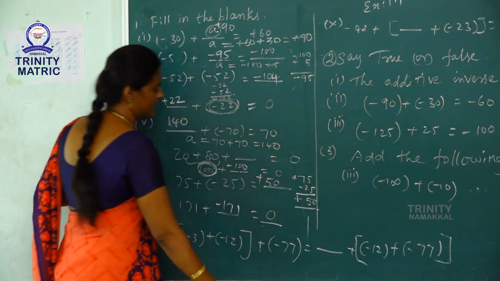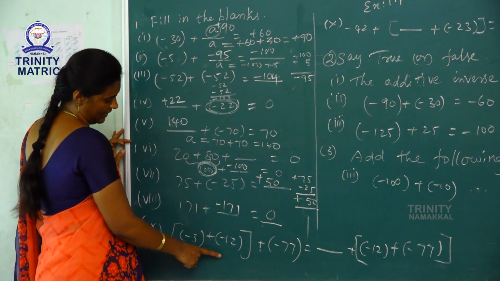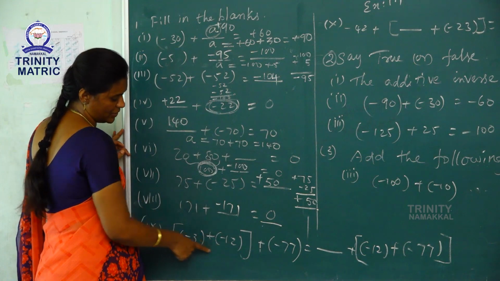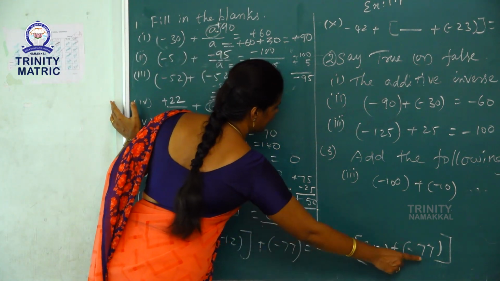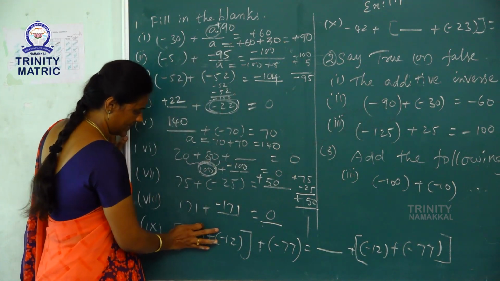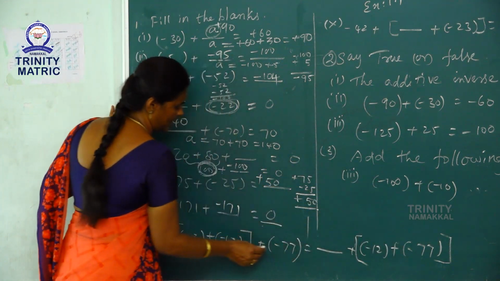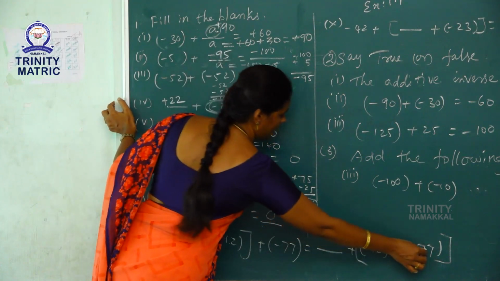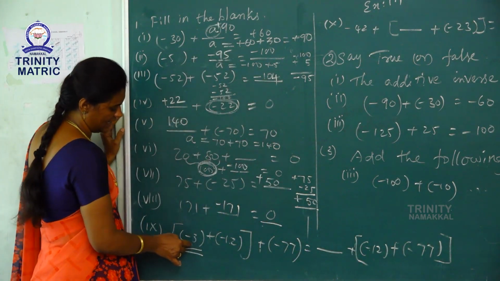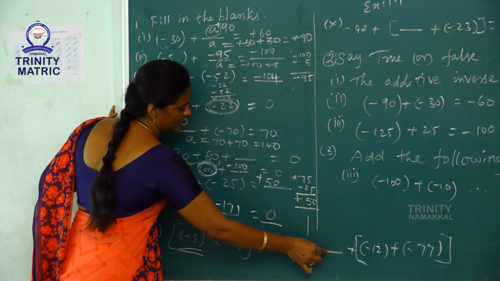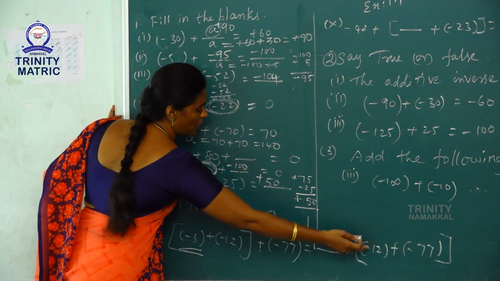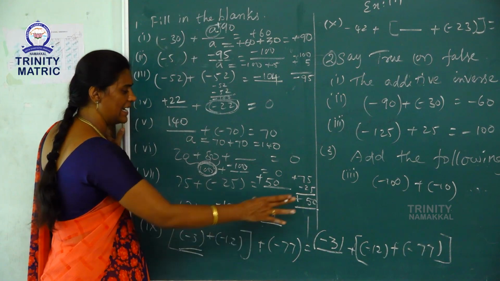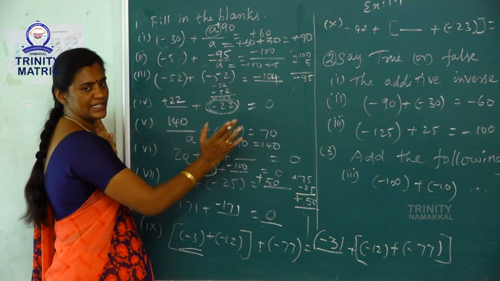plus of minus 77. See here we put the bracket first to integer. Here the bracket in second and third integer. See, the same integers are here, minus 12 and minus 77. So what is the first integer here? Minus 3. So here the first integer is minus 3. This is associative property. Here the bracket is only interchanged. The numbers are same.